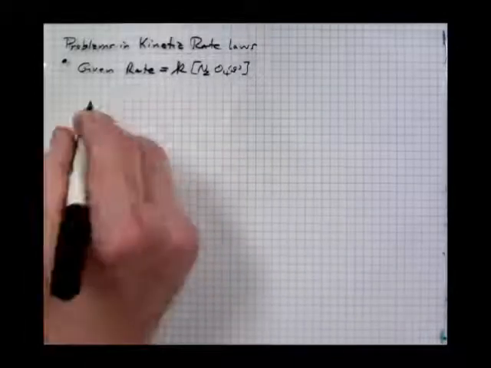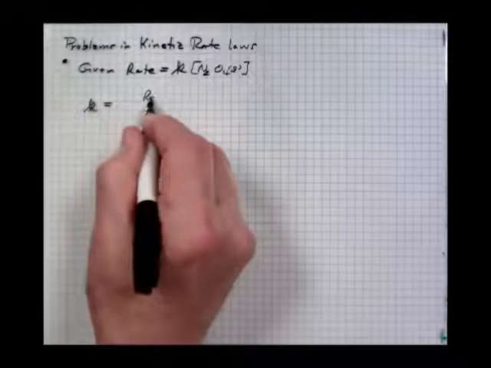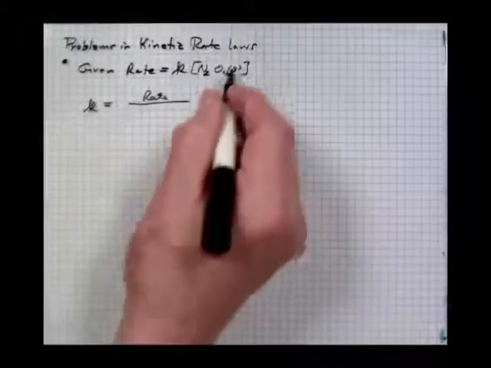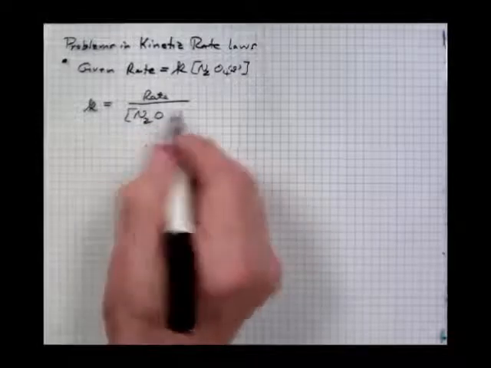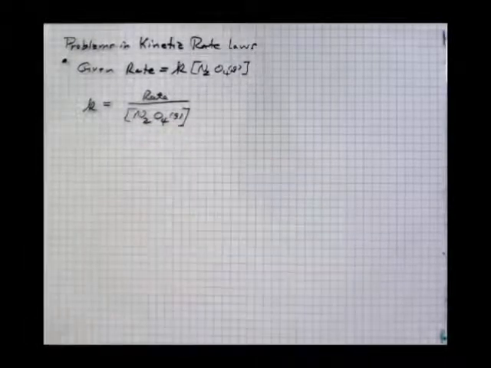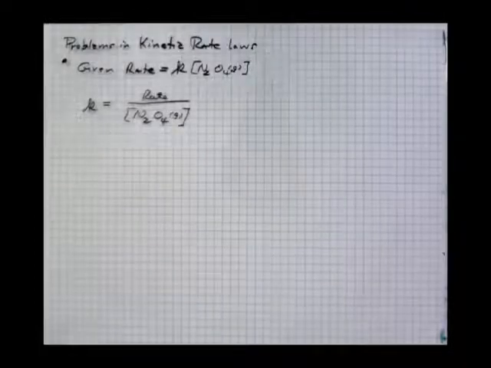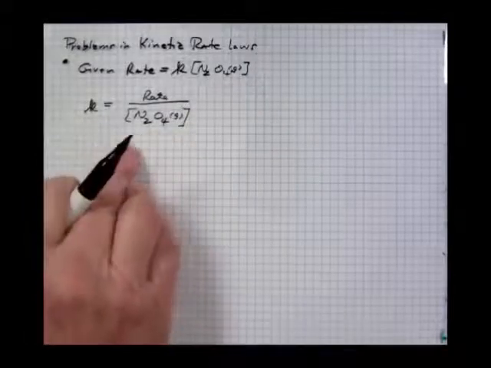Now, solving for K leads us to rate divided by the concentration of dinitrogen tetroxide to the first power, like that. So, any questions? Okay, and this is simply from the empirical rate law.